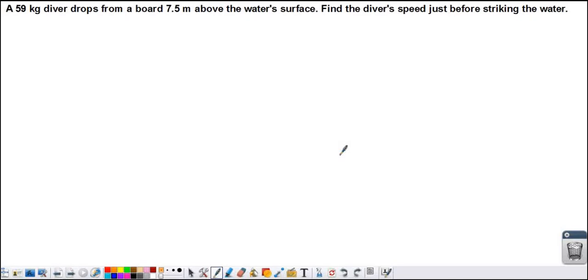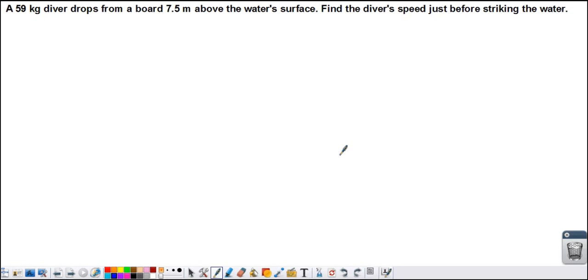Okay, a 59-kilogram diver drops from a board 7.5 meters above the water's surface. Find the diver's speed just before striking the water. All right, let's go ahead and look at this problem as a conservation of energy problem.